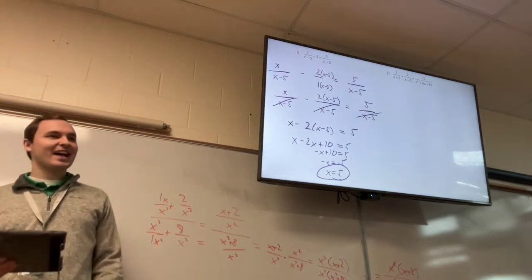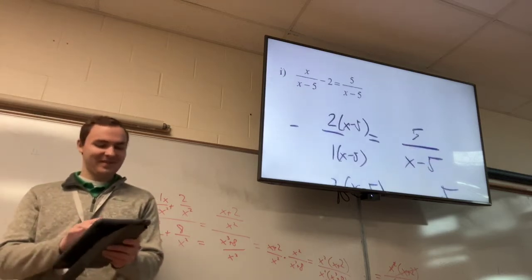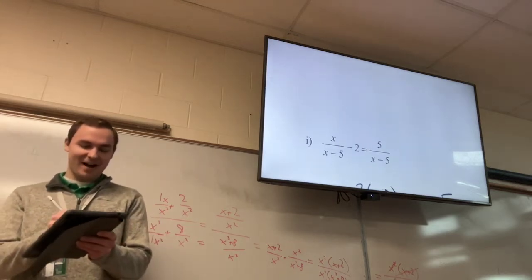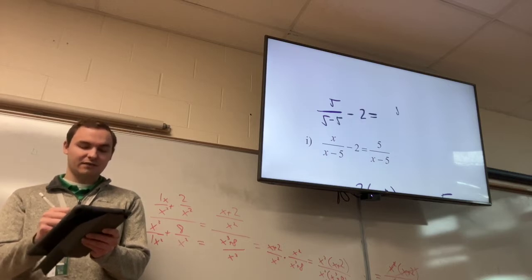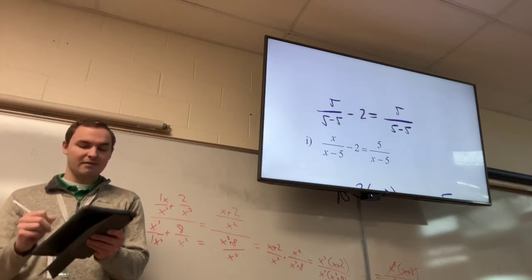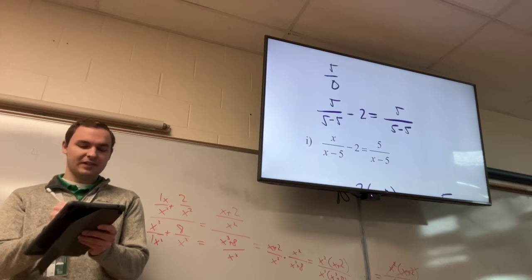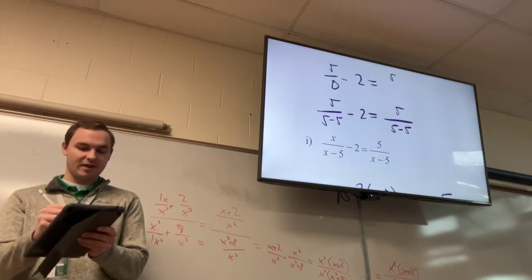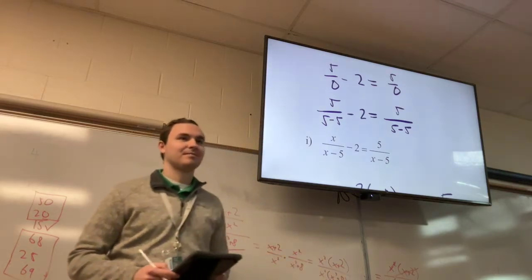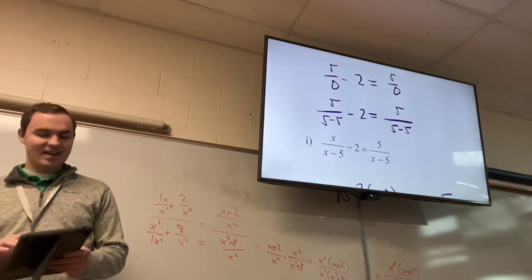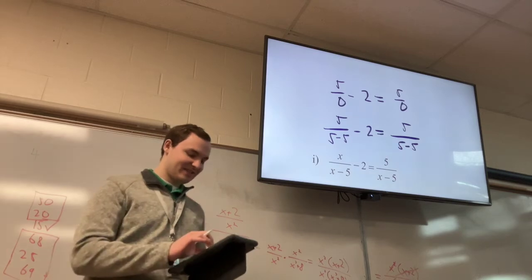Okay, how do we check? Plug it back in. So we get 5 over 5 minus 5 minus 2 equals 5 over 5 minus 5, okay? So I get 5 over 0 minus 2 equals 5 over 0. What's kind of wrong about this? Can't have 0 in the denominator.